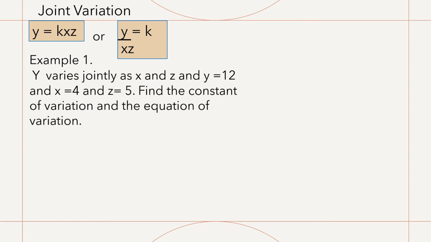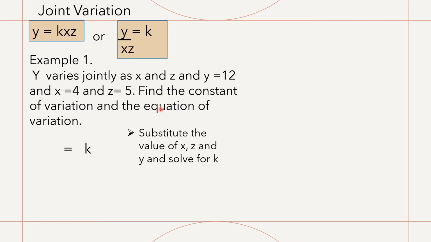Okay, so let's have some problems that show joint variation. We have here y varies jointly as x and z, and y is equal to 12, x is equal to 4, and z is equal to 5. Find the constant of variation and the equation of variation. So first, we need to find the constant of variation. We can use this formula for k, or you can use this and then just isolate k.